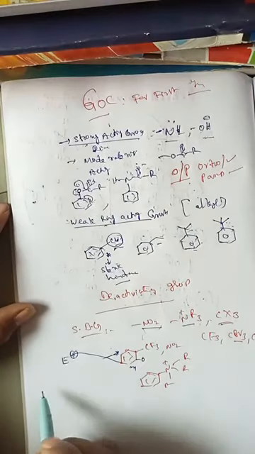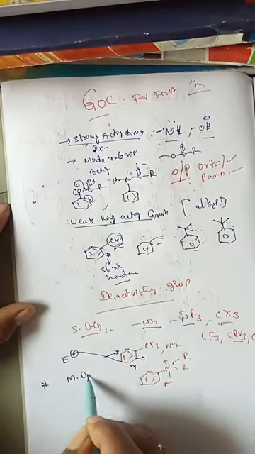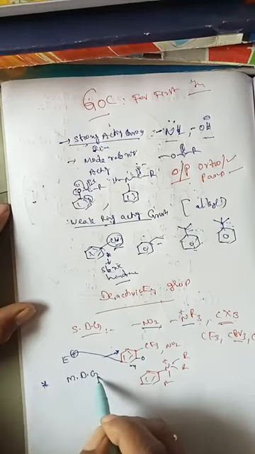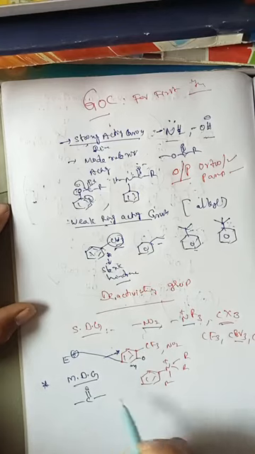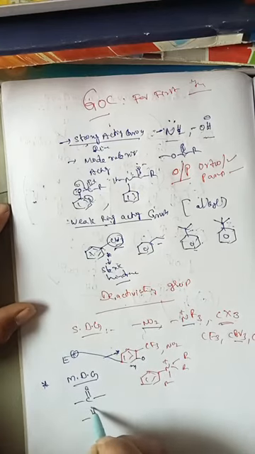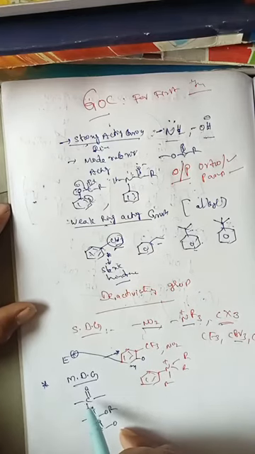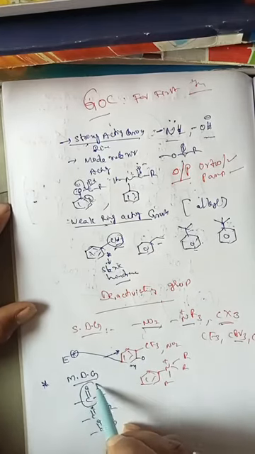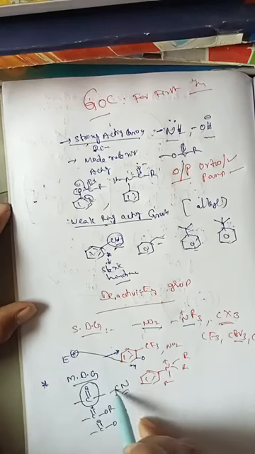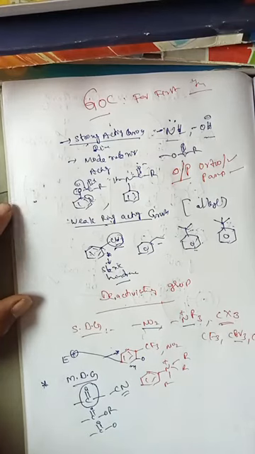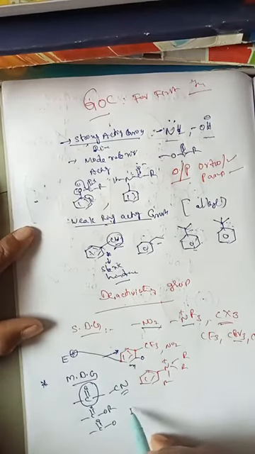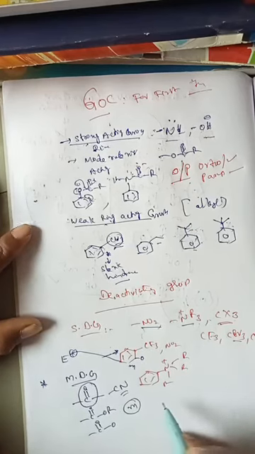Another one is moderate deactivating groups, like aldehydes, CO, COOR, and anhydrides. If the ring is directly connected to C double bond O, or to CN, a C multiple bond like CN, it is a moderate ring deactivating group. This is also a meta directing group.